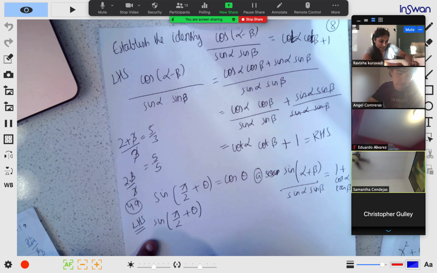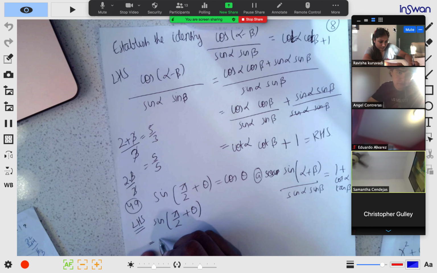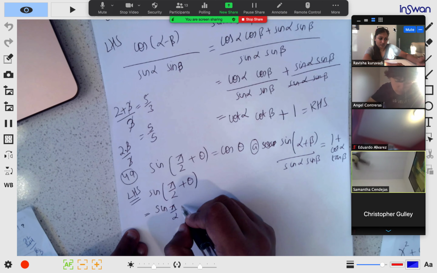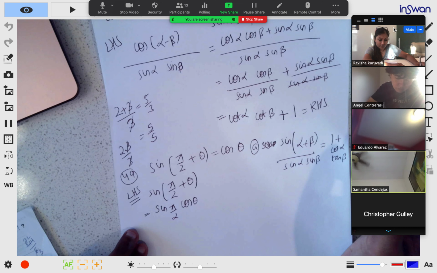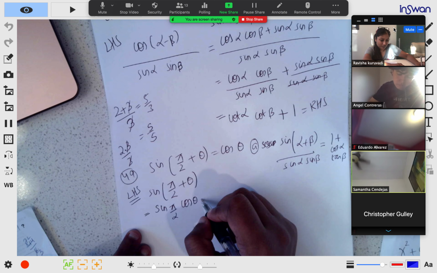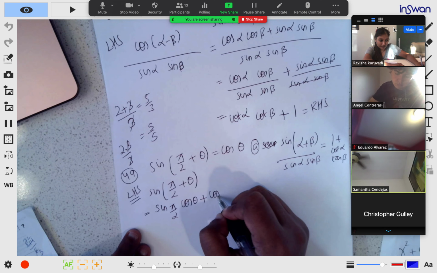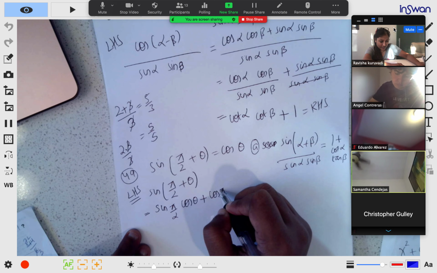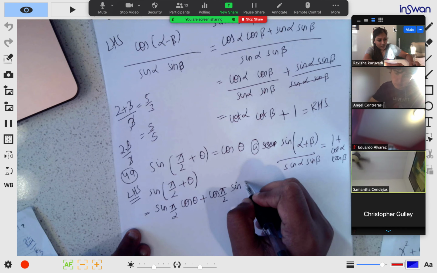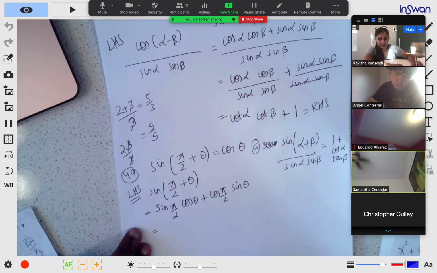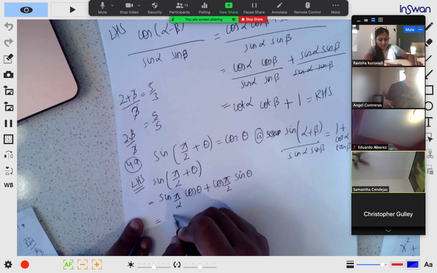So it's sine pi over 2, cosine theta, plus cosine pi over 2, sine theta. What is the value of sine pi by 2? Sine pi over 2, that would be 1. Cosine theta.